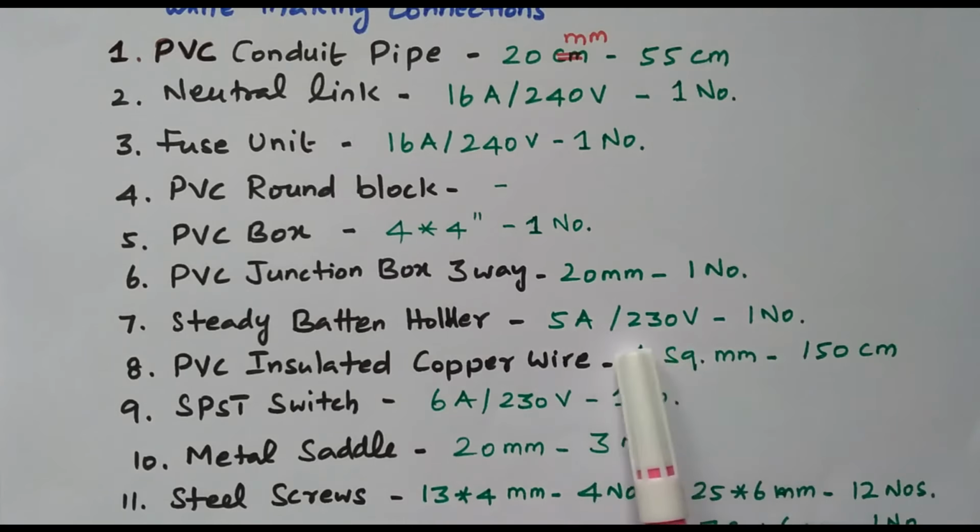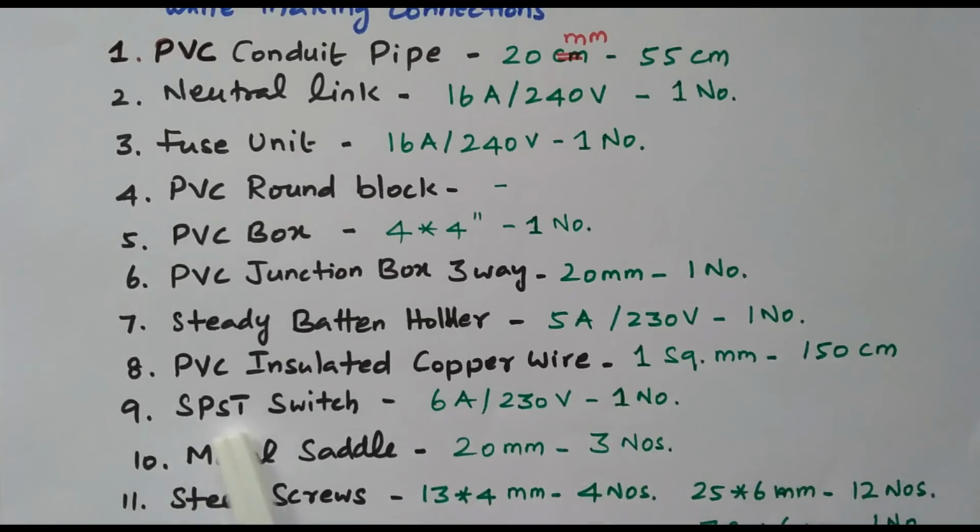Bulb holder, one number is required. PVC insulated copper wire. The copper wire of 1 square millimeter is enough because we are using only one lamp. 150 centimeter is required, starting from the sub plate to the lamp wiring, everything, it is 150 centimeter.